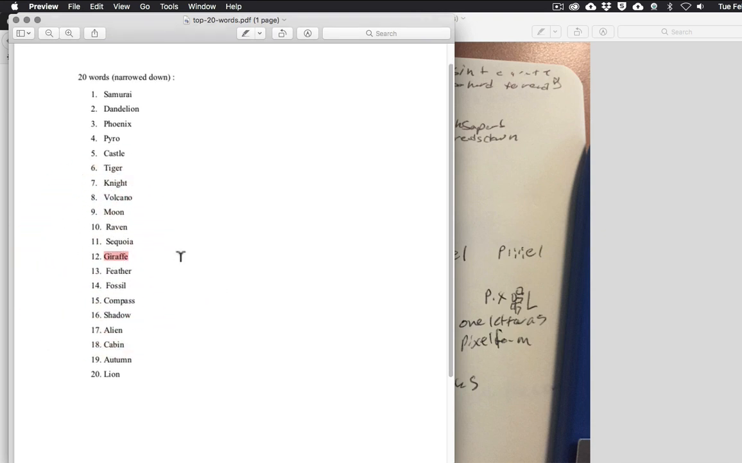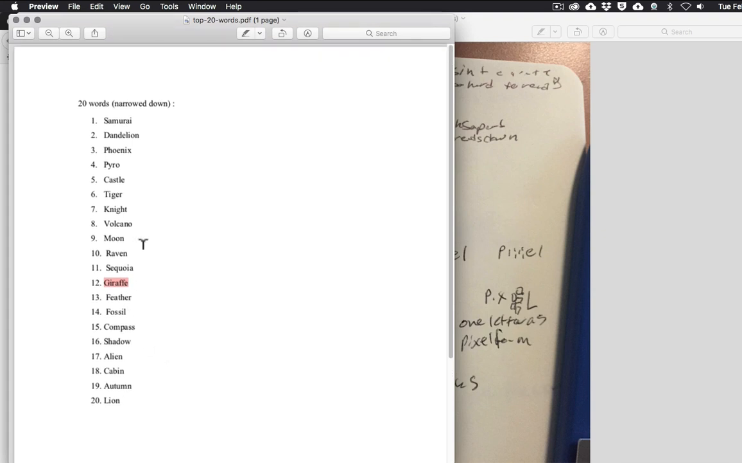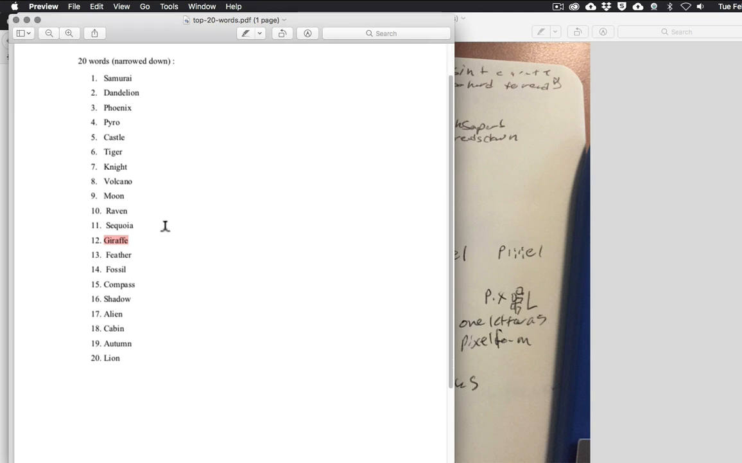I'm kind of wondering why she picked these specifically, but those are the ones that she picked as her 20 words out of all the possibilities that she'd written down. I don't think I would have picked those 20. I think there were a lot of better words that she had, but, you know, whatever.